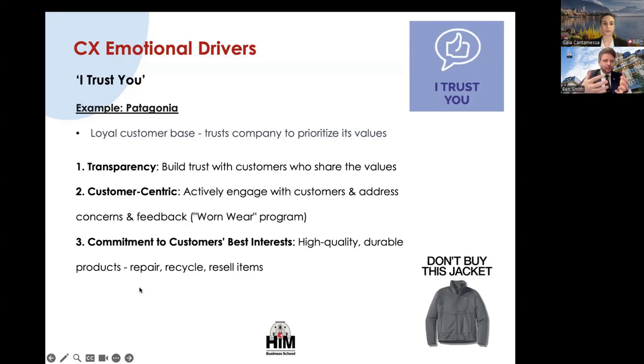Patagonia also will take products that you've worn, repair them if they're broken, recycle them if you no longer want them, and also resell. So this is part of their Worn Wear program. Patagonia, just one good example of how companies can connect with the I trust you emotional driver.